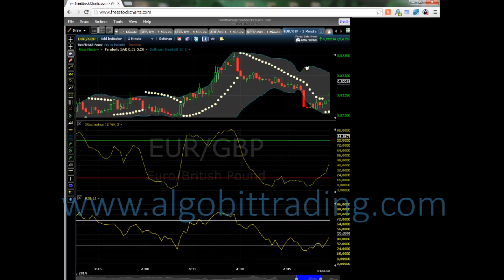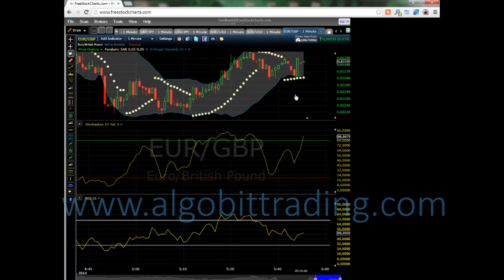Now maybe, let me see what's happening here on the euro pound. You can see it was low, it was touching this level, and then it jumped up. So basically this RSI is also somewhere in the middle, even though the stochastic is high, but I'm not trading this one.